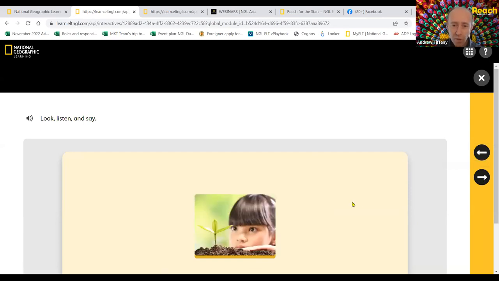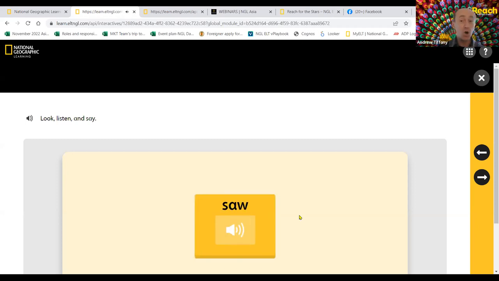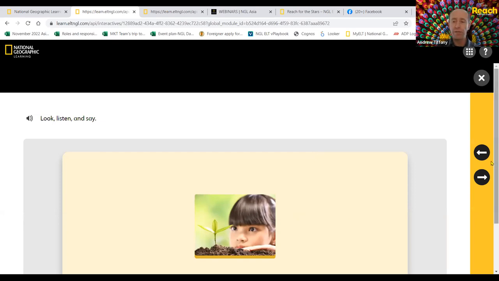We got some more pictures here. What is she doing? Looking at the plant, says Kitty. She's looking at the plant. That's right. But if we say, I look at the plant, what about yesterday? Or I see the plant. What do we say for yesterday? Yesterday, I saw the plant. That's right. Yesterday, I saw the plant. S-A-W is saw. Okay. One more time. Saw. Very good.